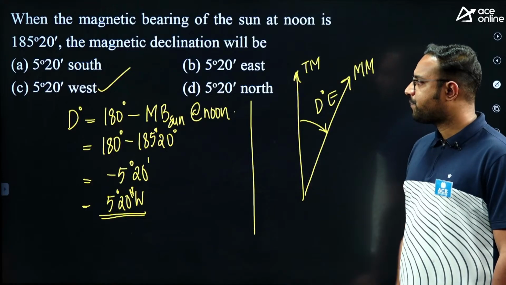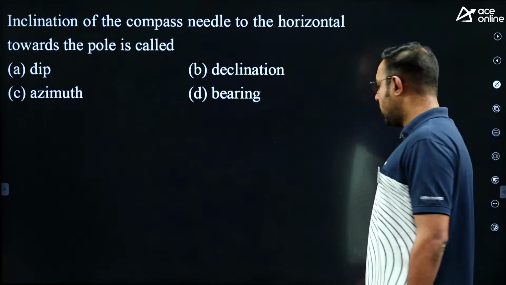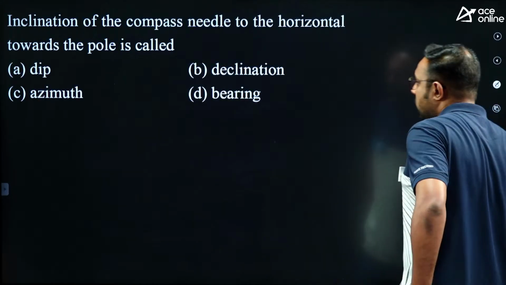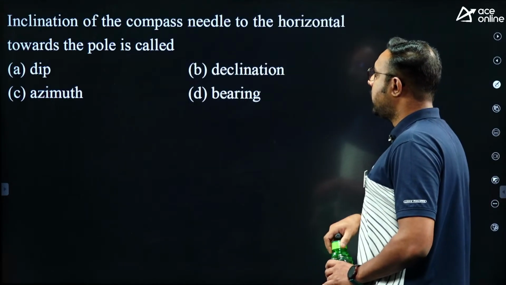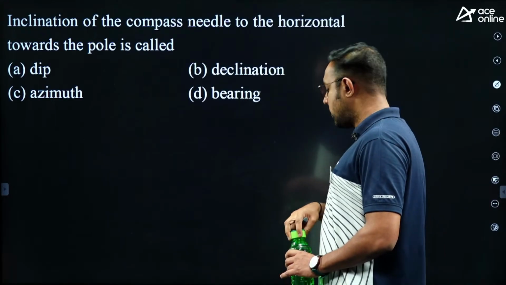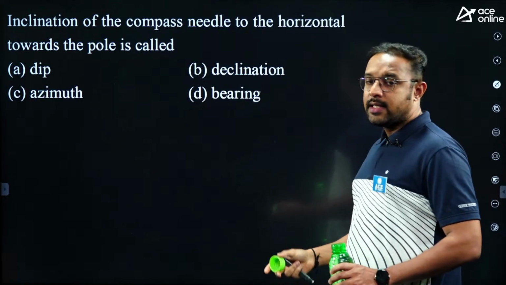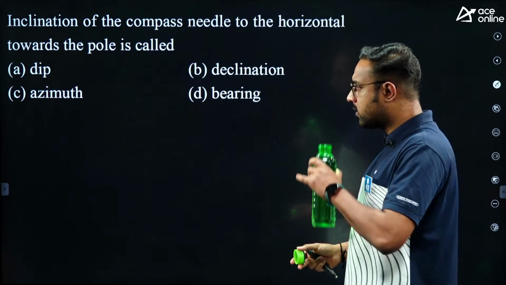Next up, please read this question. Inclination of the compass needle to the horizontal towards the pole is called a dash. So it's the inclination of the needle. What do you call this?